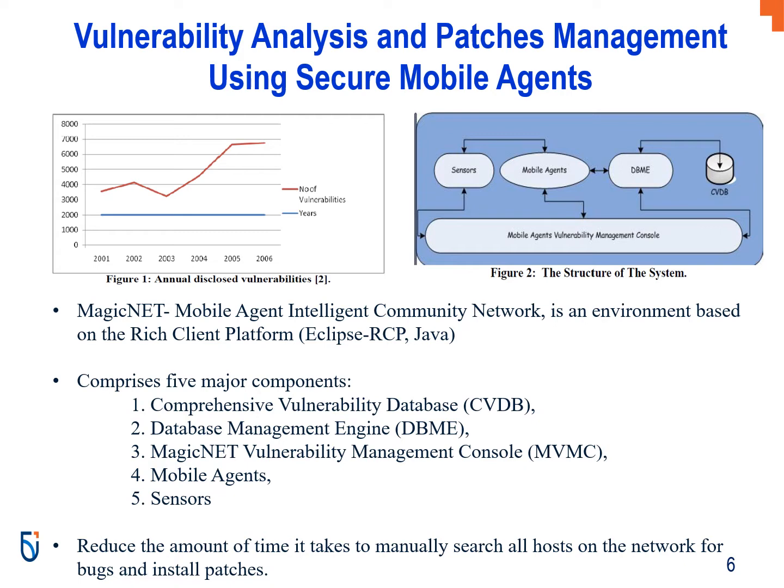Many software systems have a significant number of discovered bugs according to NIST statistics, as seen in Figure 1. The MagicNet system comprises 5 major components: comprehensive vulnerabilities database, database management engine, MagicNet vulnerability management console, mobile agent, and sensors. Figure 2 depicts a description of the structure and the components' interactions. This architecture demonstrates that with this technology, a security administrator may significantly reduce the amount of time it takes to manually search all hosts on the network for bugs and install patches.